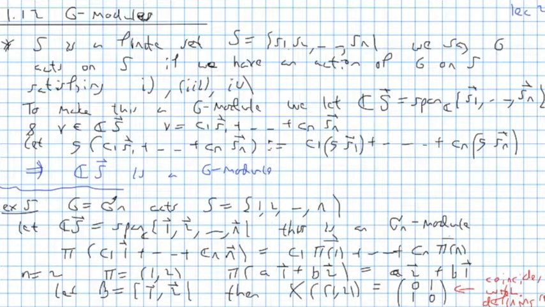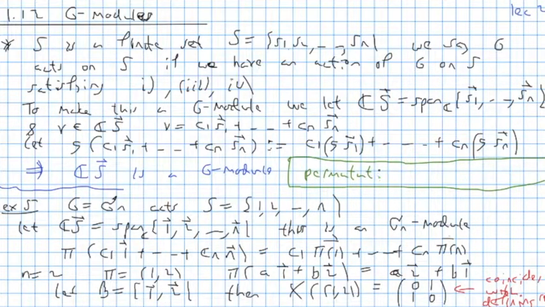I forgot to mention one thing. We saw that from a group action we can obtain a G module. This G module has a name. It's an example of a permutation representation. It's called the permutation representation of G, sorry, because it's just permuting the elements of the basis.